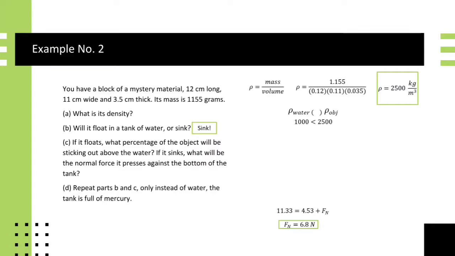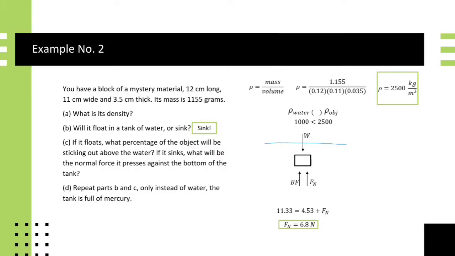So, letter C, if it sinks na tayo. If it sinks, what will be the normal force it presses against the bottom of the tank? Ngayon, madali lang siya. Drawing tayo ng liquid surface. And after that, dahil nag-sink siya, meaning, nasa ilalim yung rectangular prism. And yung weight niya is pababa, di ba? Pababa ang weight. Buoyant force is upward. So, dahil submerged siya sa loob, meaning sobrang bigat ng weight niya compared sa buoyant force. Meaning, kailangan mo pa ng normal force na tumutulong sa buoyant force para hindi siya mag-sink talaga sa pinakailalim.